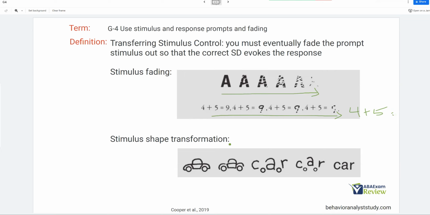And then stimulus shape transformation, which is not often talked about or used, but this is the idea, right? It's an empirical strategy, so it's good to know. You start with a picture of a car and then you fade it into the actual SD, or I should say the stimulus that you want. That's stimulus shape transformation.